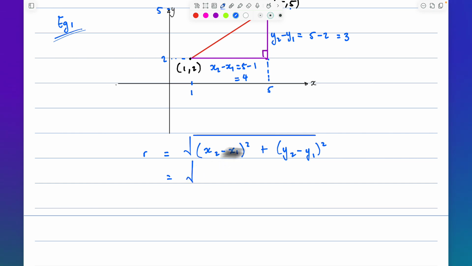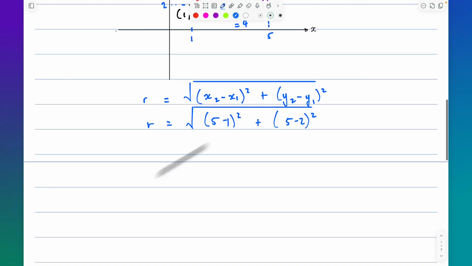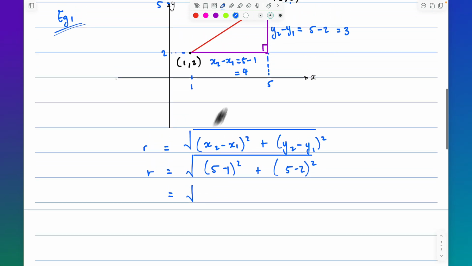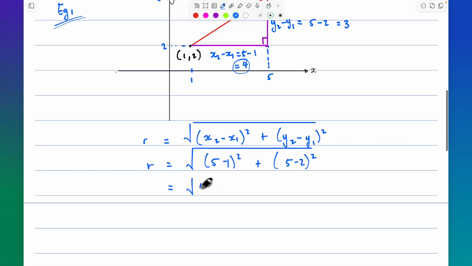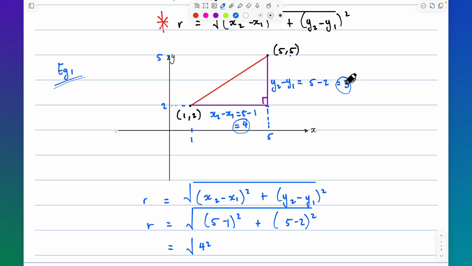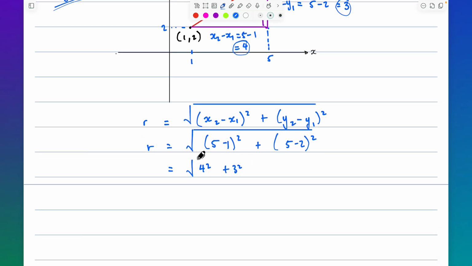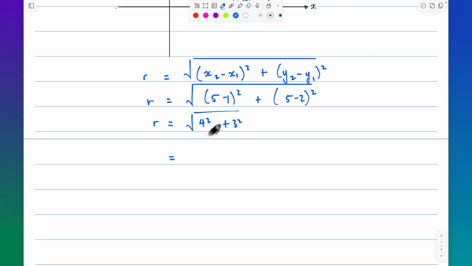We take the difference in the x's, which is 5 minus 1, and we square that. That's the length of one side. And then we take the difference in the y's, which is 5 minus 2. We square that. And then we find the square root of that answer. So that's going to be equal to the square root of your x side, or your a, which is 4. So that's 4 squared, plus this side, which is 3 squared. So that means your r is equal to, if you put this into your calculator, you should get 5.